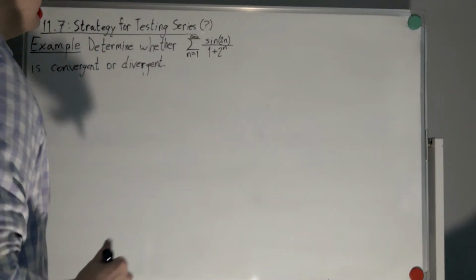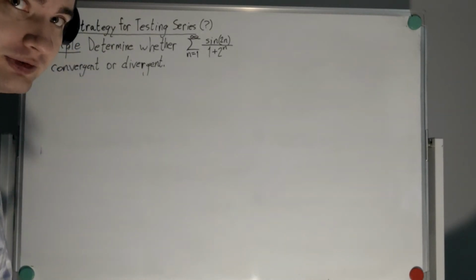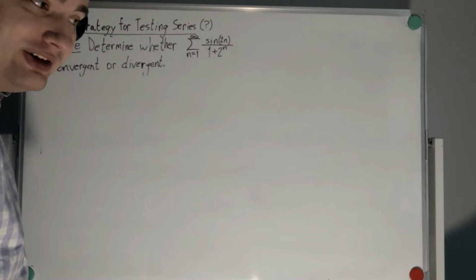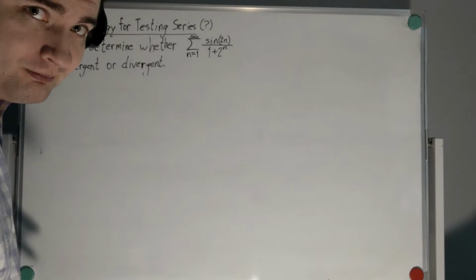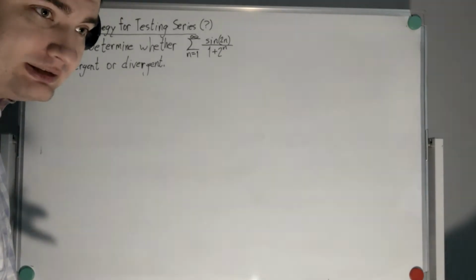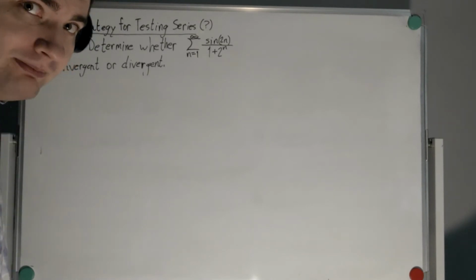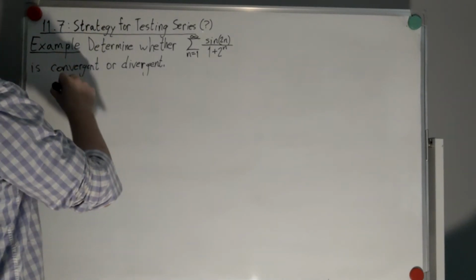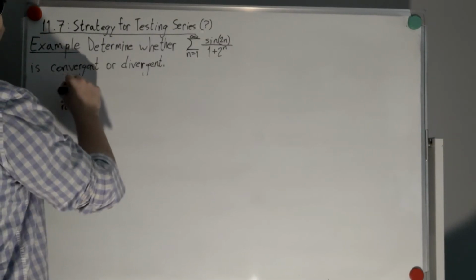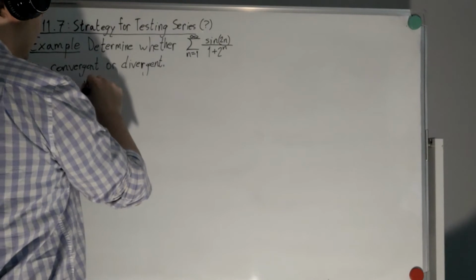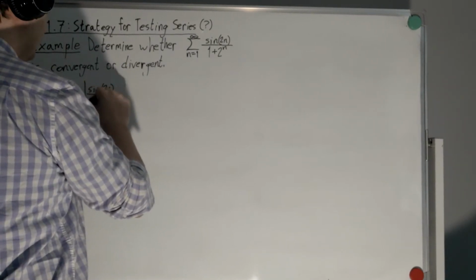And the best way to not have to deal with that is to take the absolute value. If you take the series of absolute values, what you'll be asking is whether the series is absolutely convergent or not. If that's true, we're done. If it's false, then we still need to check whether it's conditionally convergent. So we'll cross that bridge if and when we get to it. So let's consider the sum from n equals 1 to infinity of the absolute value of the sine of 2n divided by 1 plus 2 to the n.